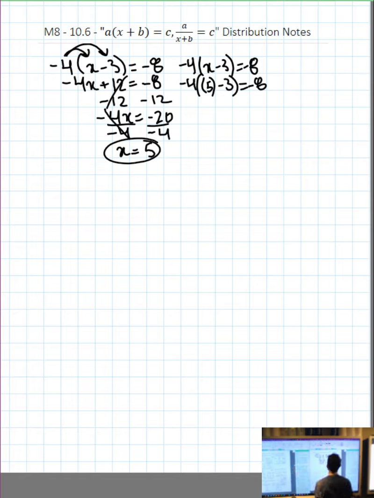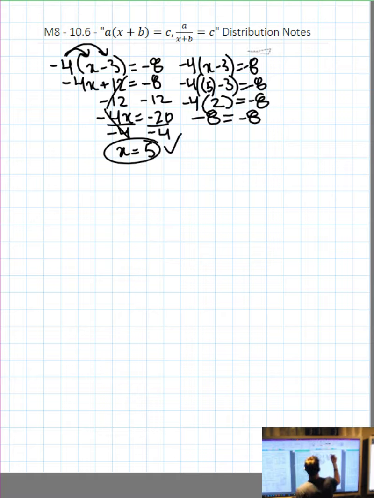Now I'm going to work on the inside brackets. The inside brackets say 5 minus 3. The answer is 2. And I'm going to carry everything else down. I'm going to put the negative 4 out in front. I'm going to put equals negative 8 off to the right. On the left-hand side, we have negative 4 times 2. We learned that if we have different signs, negative 4 times positive 2, negative times a positive is a negative, and 4 times 2 is 8, and equals negative 8. Near the answer, x equals 5, check mark.